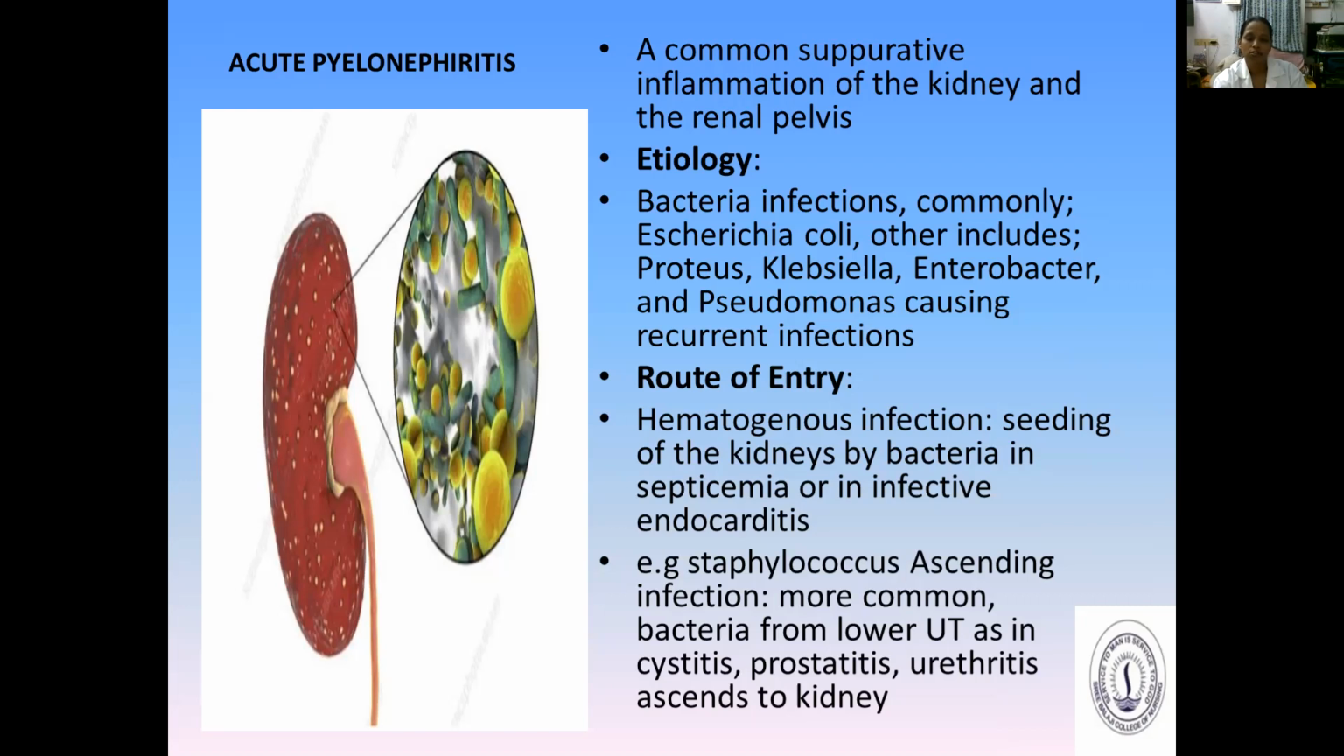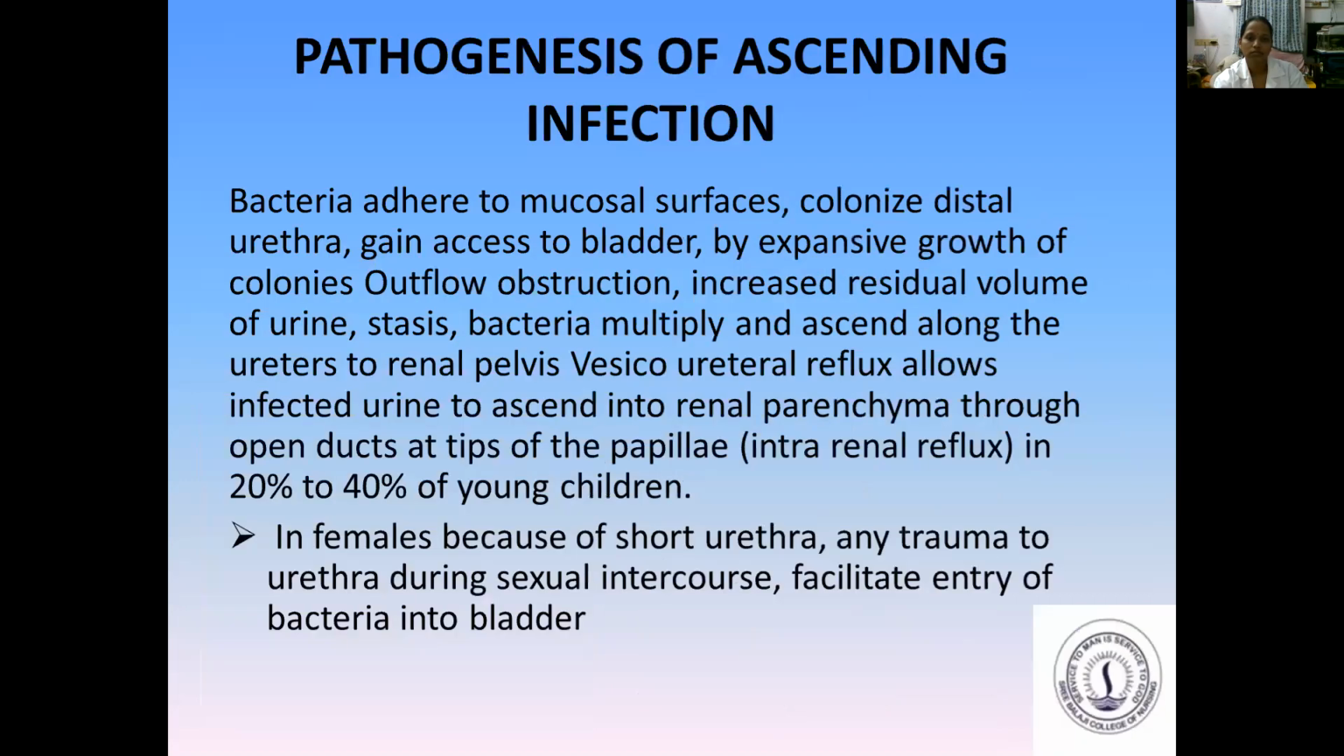For example, Staphylococcus. Ascending infection is more common, with bacteria from the lower urinary tract, as in cystitis, prostatitis, or urethritis, ascending to the kidney. So, the pathogenesis of the ascending infection.